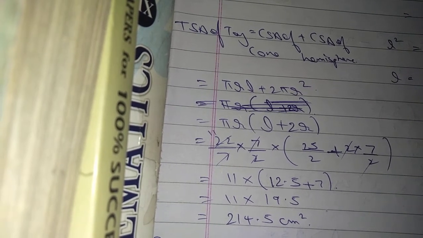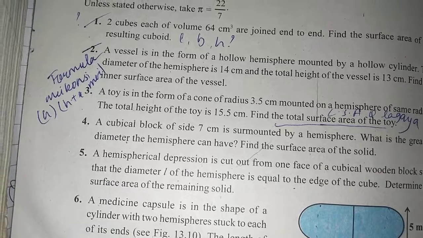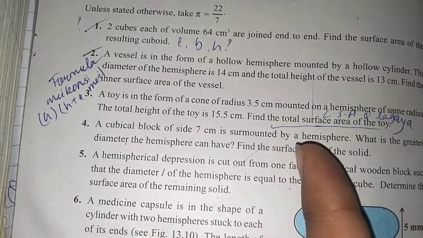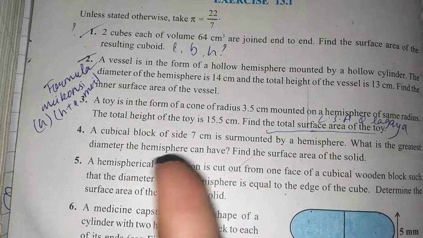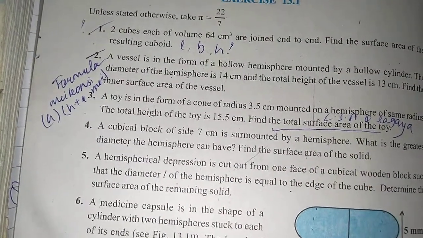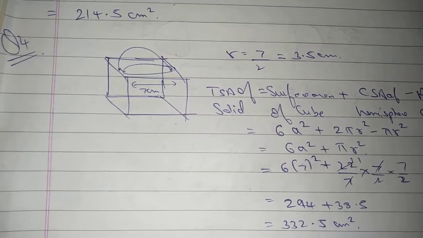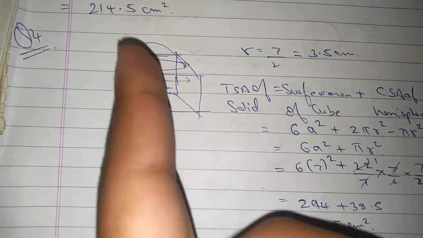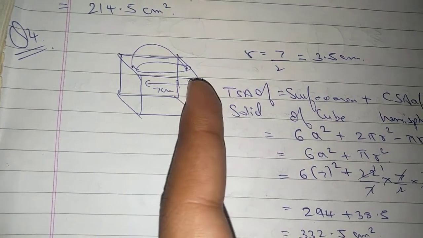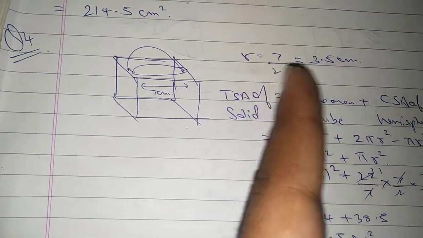Now question number 4. Read the question: a cubical block of side 7 centimeter is surmounted by a hemisphere. What is the greatest diameter the hemisphere can have? Find the surface area of the solid. Now look at the figure. If this is the cube, the hemisphere is surmounted on the top. Side is given 7 centimeter. Radius is what? 7 by 2, 3.5.